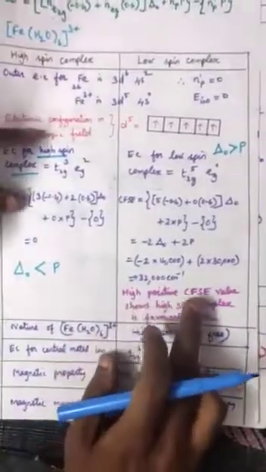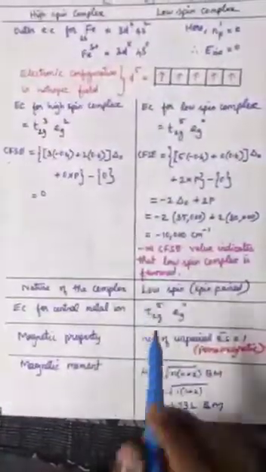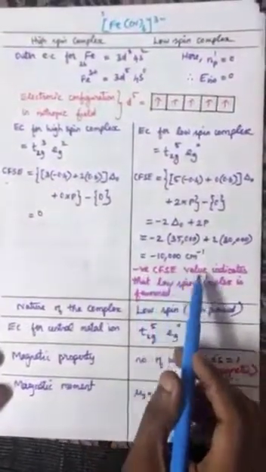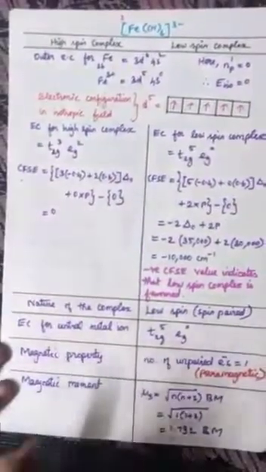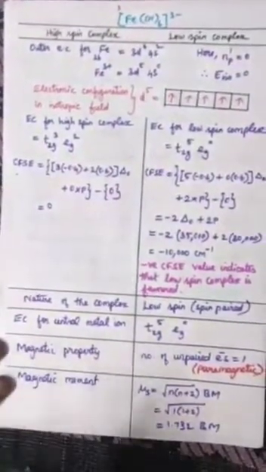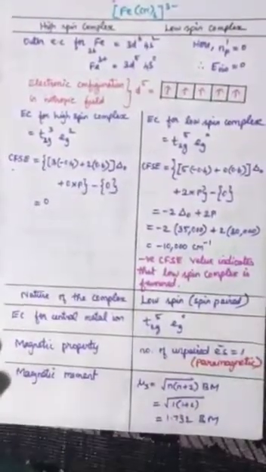So the first complex shows high positive crystal field stabilization energy. So high spin complex is favored here. In the second complex, negative crystal field stabilization energy shows low spin complex is favored here. So based on the crystal field stabilization energy, one can find whether the complex is high spin complex or low spin complex.